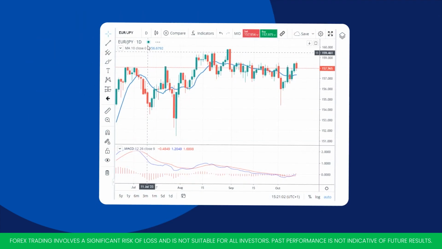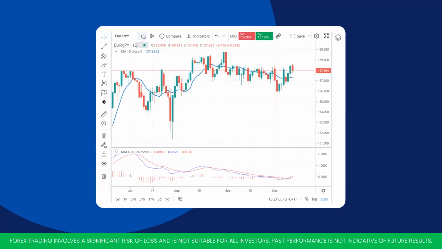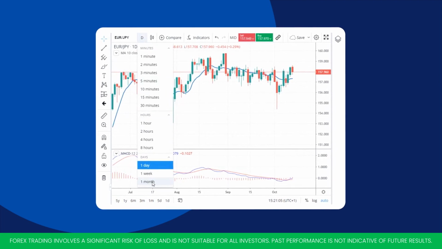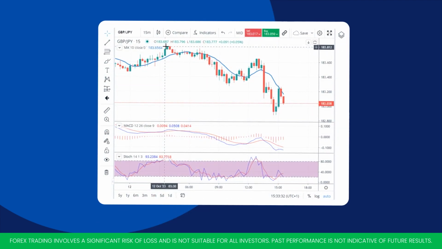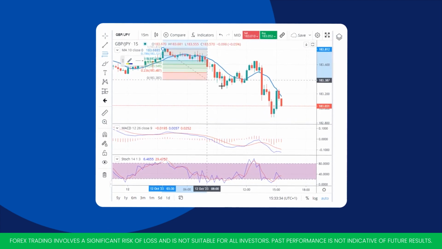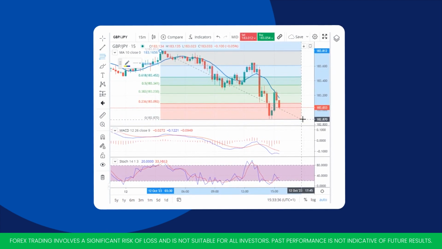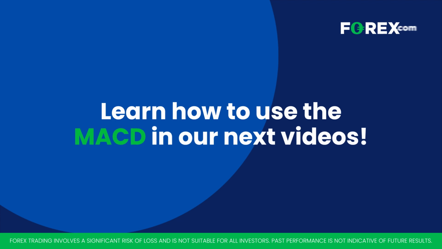The MACD can be used on any time frame, from 1-minute charts all the way up to the monthly. The MACD is best used as part of a trading strategy that includes multiple elements. It can be useful in a number of ways, and we'll be covering those in our next video.